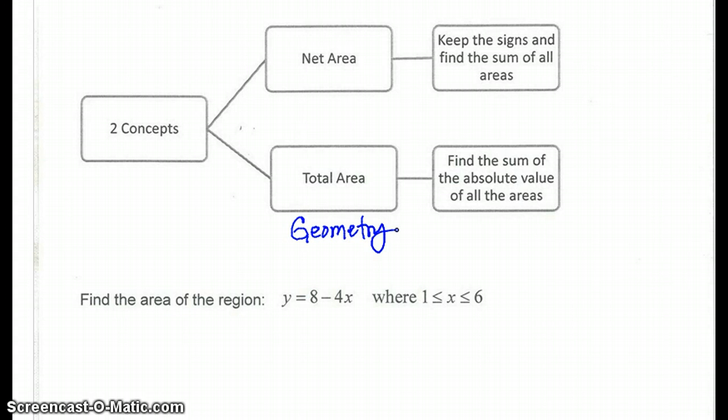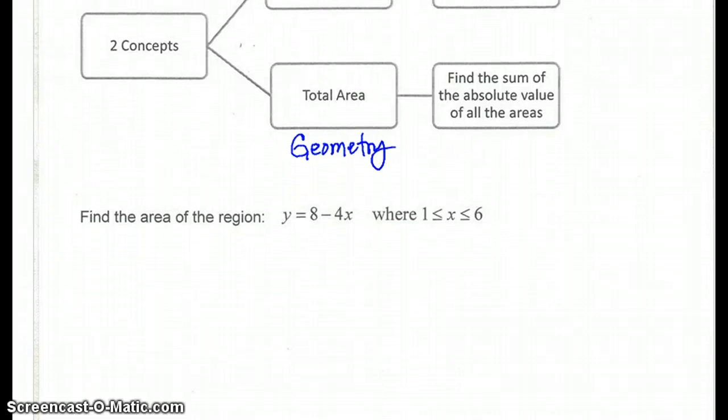So if I'm looking at this example, and I ask you to find the area of the region, y equals 8 minus 4x, on the interval of 1 to 6, inclusive, this area is indicating that we want a total area. Therefore, what we need to look at is what is occurring in our function y equals 8 minus 4x.